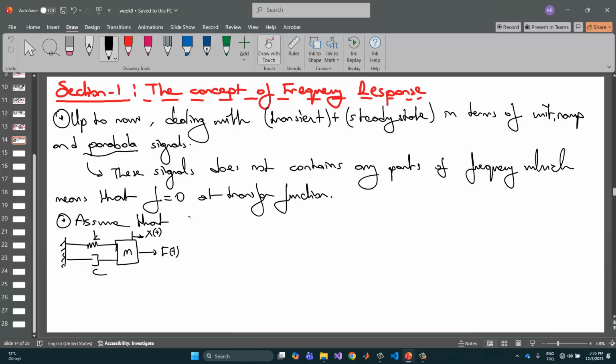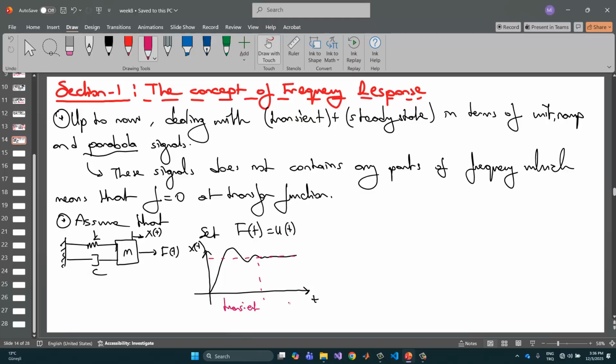Then if we set F(t) equal to U(t), a unit step signal, these signals give us this kind of response. We know it if the system is stable, like this one, okay? And so this part is the transient, this part is the steady state, right? Because we don't know anything about this one.